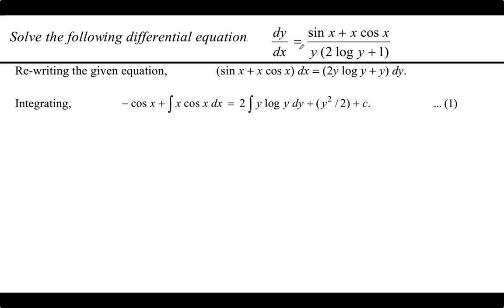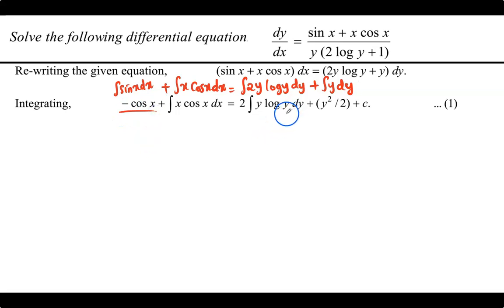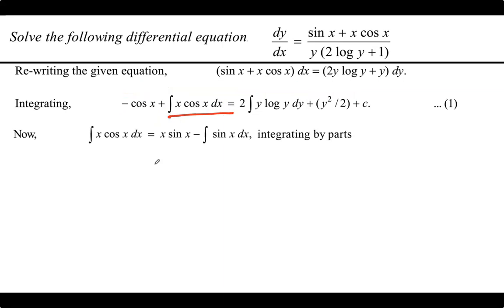So we can integrate the above relation to obtain the general solution as integral of sin x with respect to x plus integral of x cos x with respect to x equal to integral of 2y log y with respect to y plus integral of y dy. And we know that the integral of sin x is minus cos x and the integral of y is y square by 2. To integrate this, we can use integration by parts. So we have integral of x cos x dx.